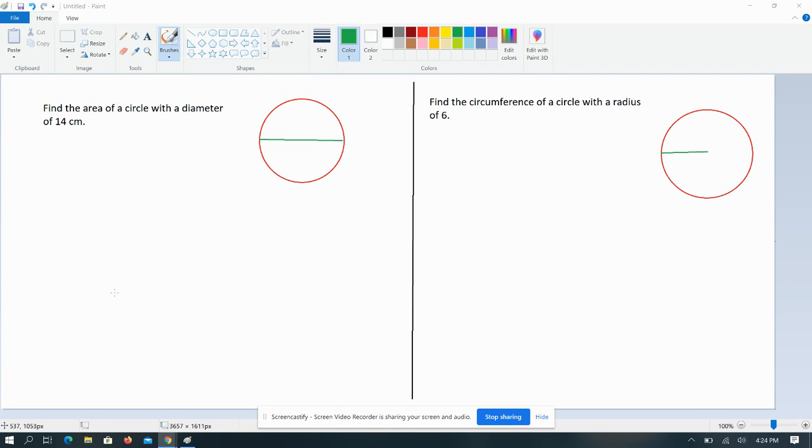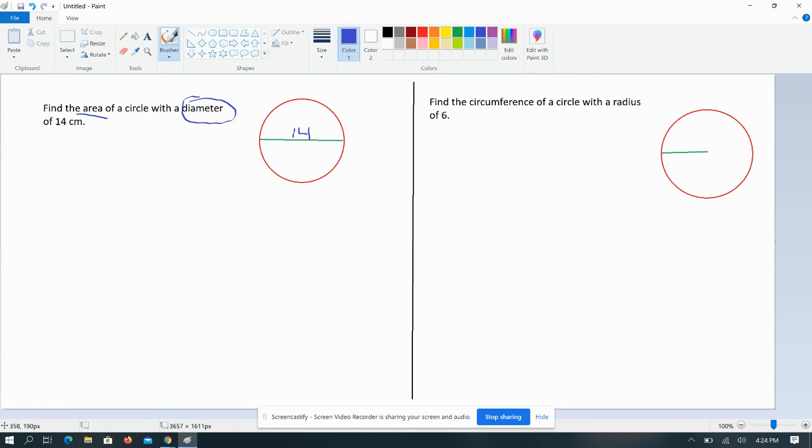So one of the things we have to remember is when we're looking at diameter, that word diameter means from one end of the circle all the way to the other side, straight through the center, from outer edge to outer edge. So the whole diameter is 14. But I'm trying to find the area of the circle.